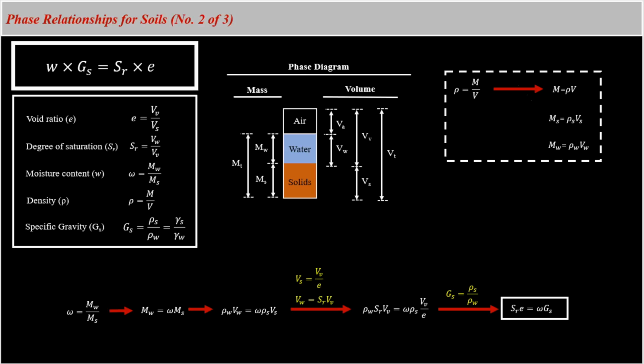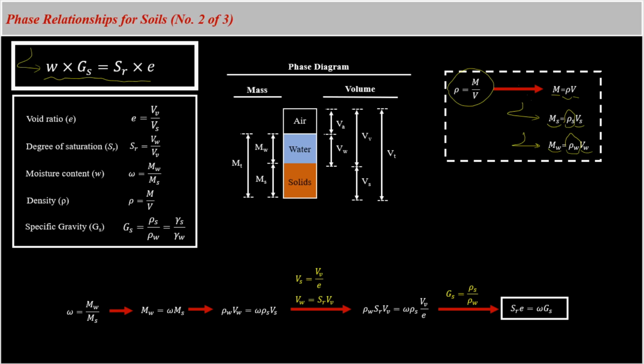So let's start with the first equation that I asked you to memorize. And before going through the derivation, let me just talk for a few seconds about the importance of the density in phase relationship problems. Density relates the volume to the mass of any object. And in phase relationship problems, using the density, we can relate the volume of solids to the mass of solids, and also the volume of water to the mass of water.